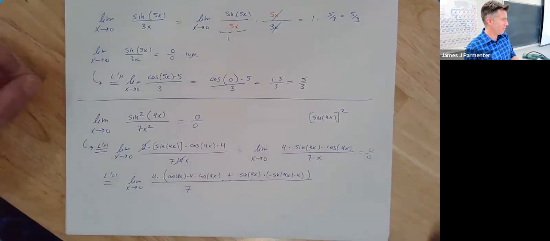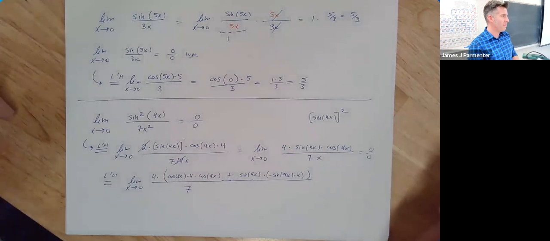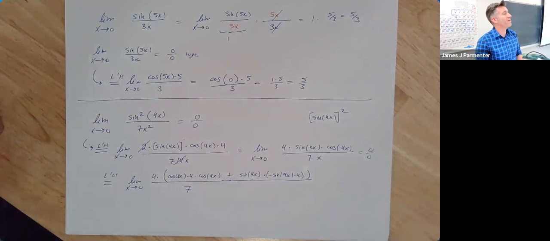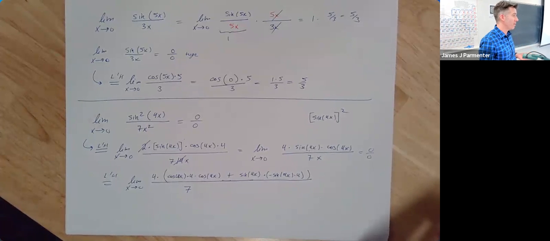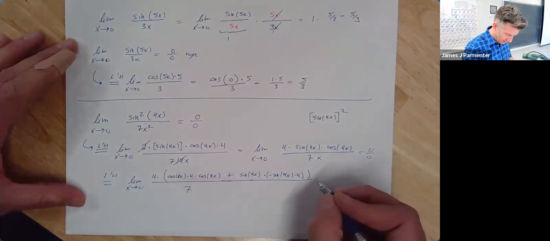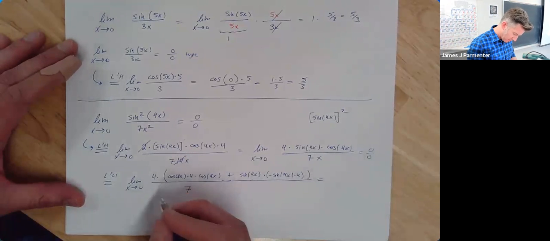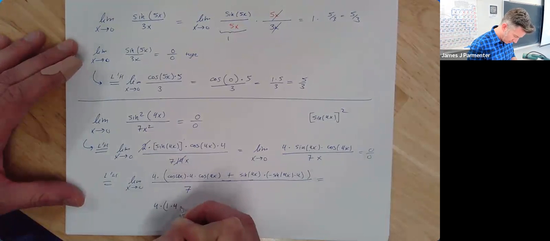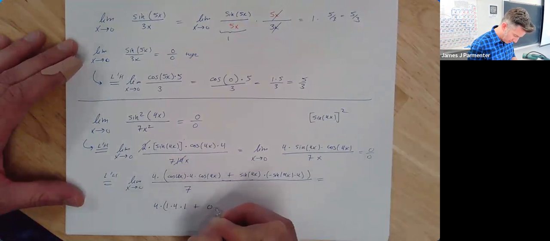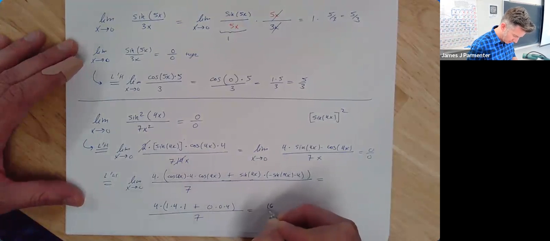Which is not impossible, right? This problem is not impossibly hard to do, but it's more time consuming than you want to spend on a problem like this when there's a better way to do it. If we actually evaluate the limit now, we do get 4 times 1 times 4 times 1 plus 0 times 0 times 4, all over 7, which ends up being 16 over 7.